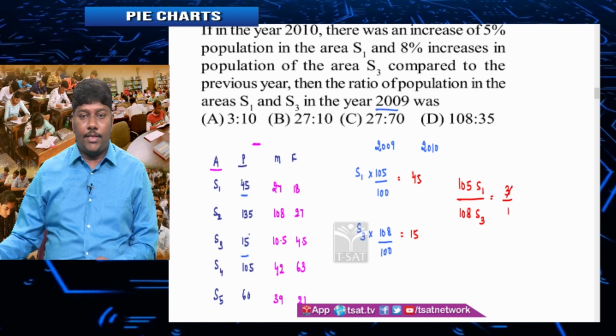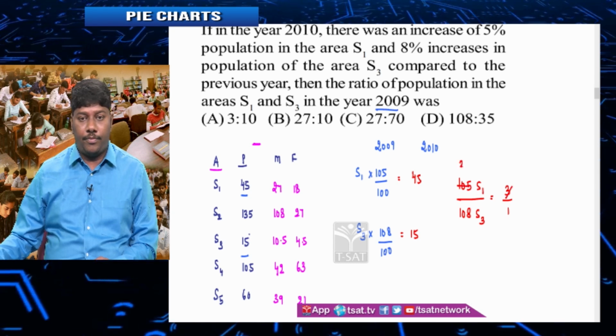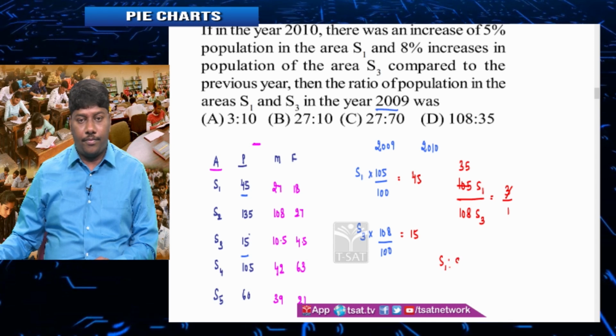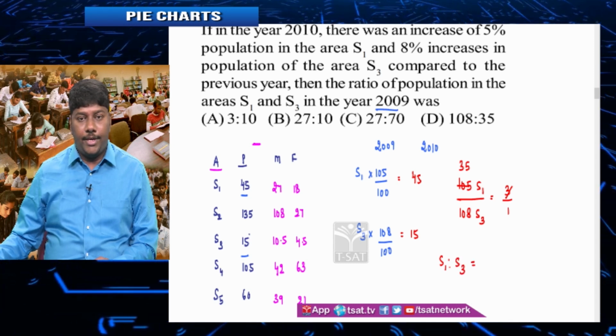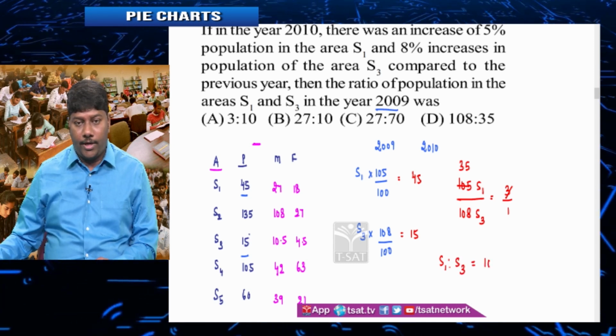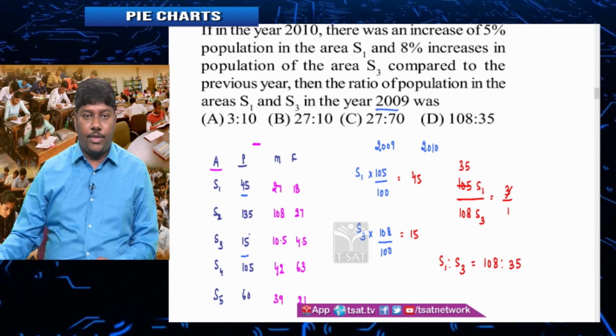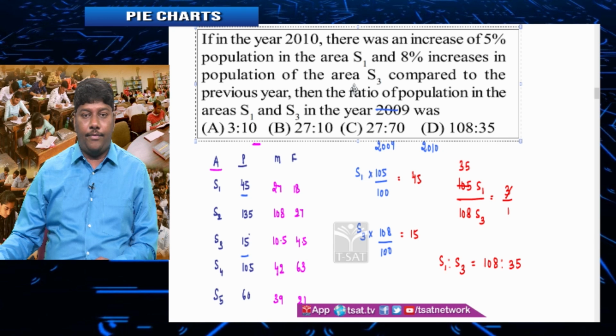Cancel this: 3 1s are 3, 3 35s are here. Therefore, S1 is to S3 simply gives me 108 is to 35. So S1 is to S3 gives me 108 and 35 here.